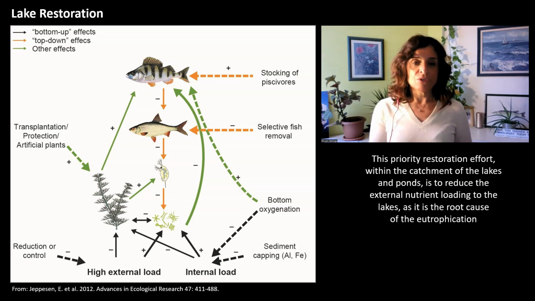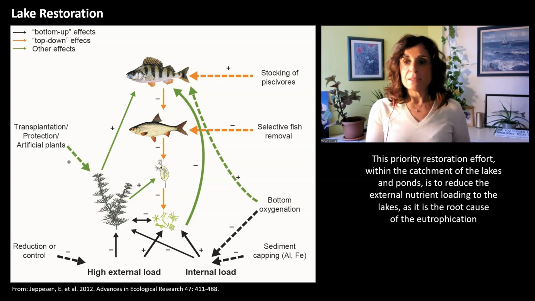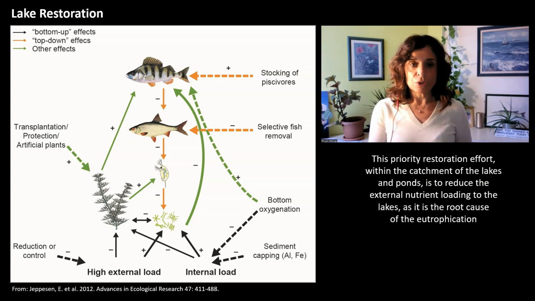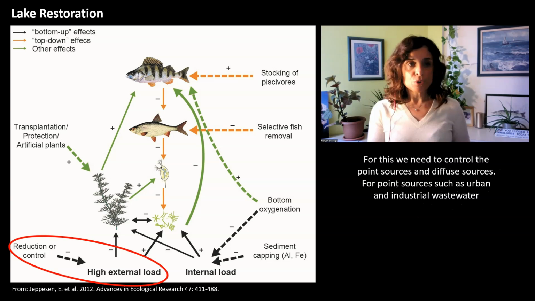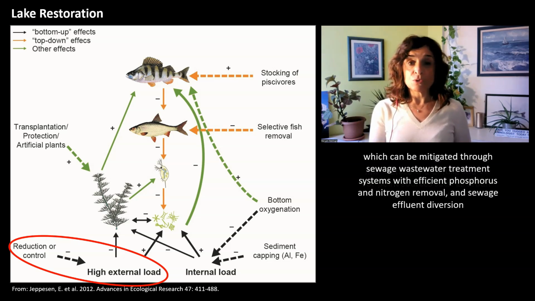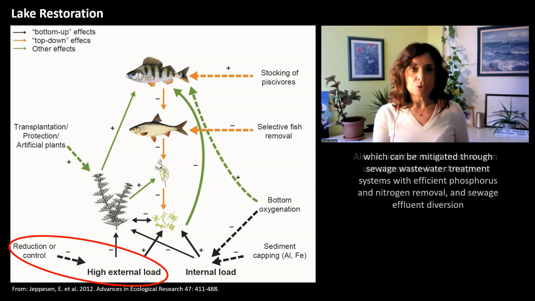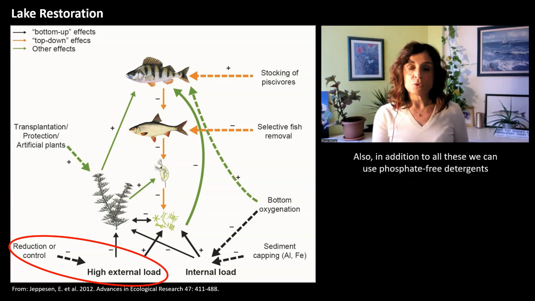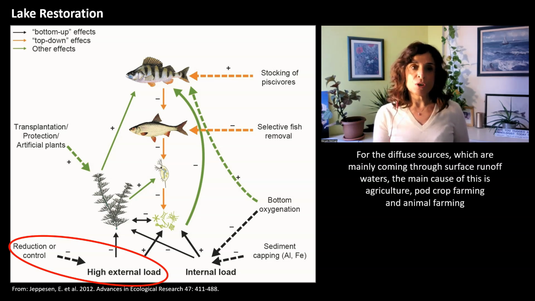The priority for restoration efforts within the catchment of the lakes and ponds is to reduce the external nutrient loading to the lakes, as it is the root cause of the eutrophication. For this, we need to control the point sources and diffuse sources. Point sources such as urban and industrial wastewater can be mitigated through sewage wastewater treatment systems with efficient phosphorus and nitrogen removal, sewage effluent diversion, and also in addition to all these, we can use phosphate-free detergents.